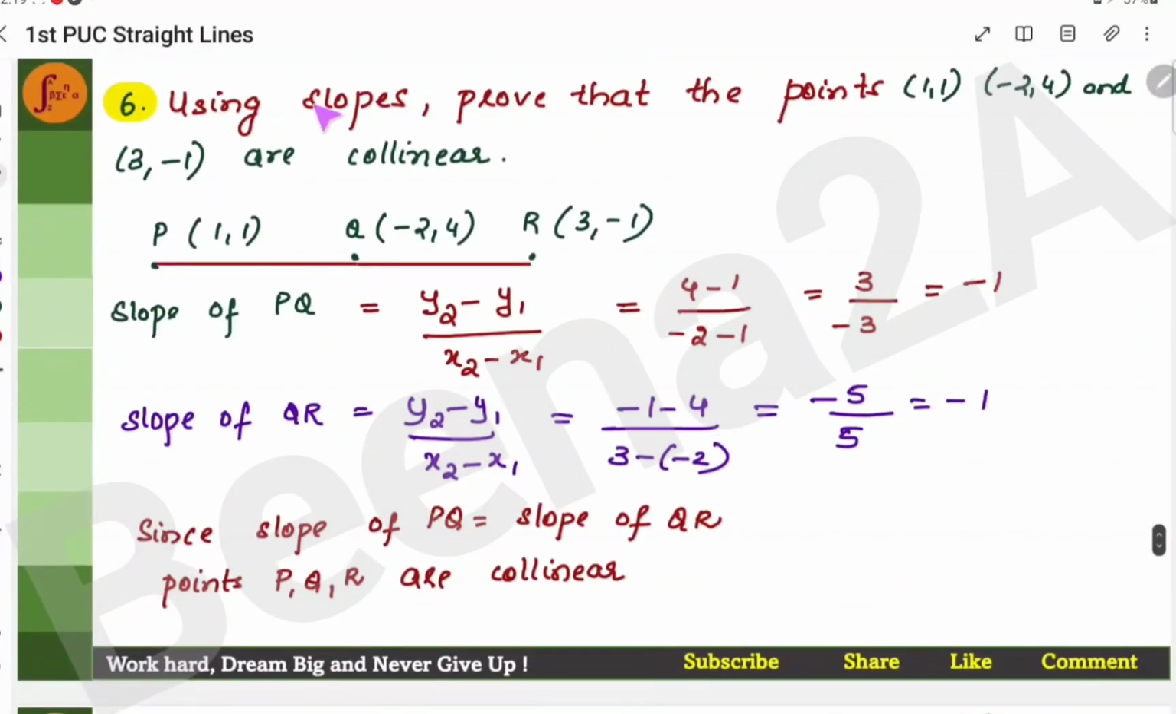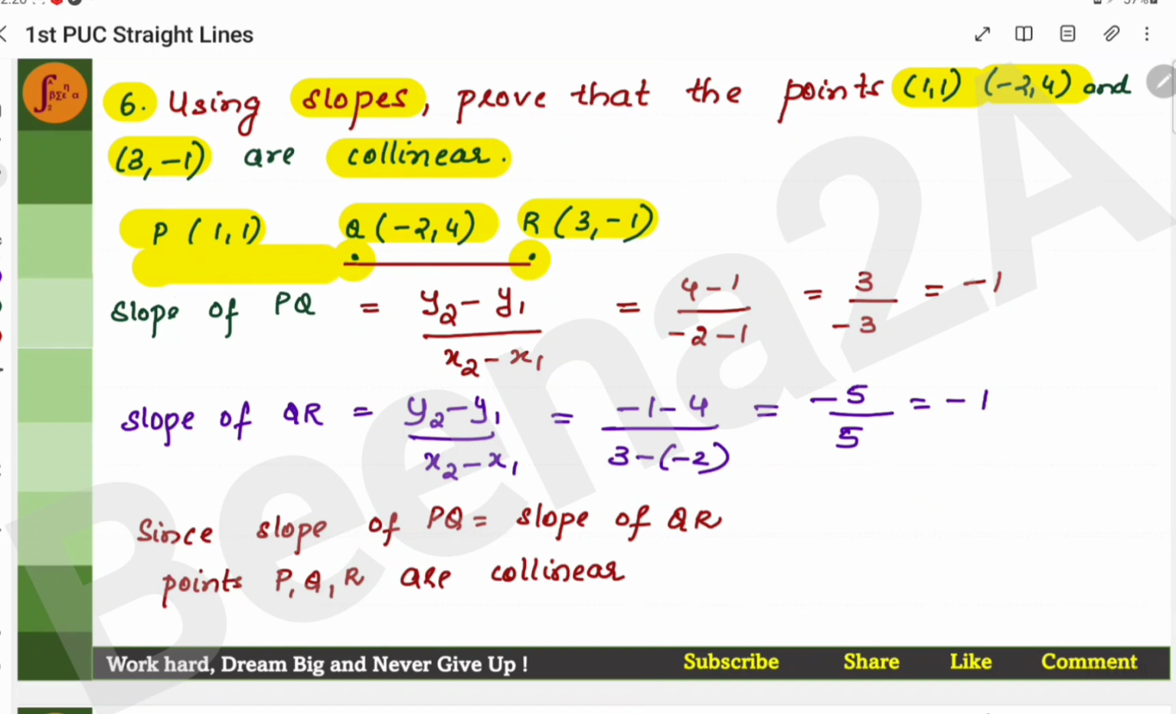Now another one. Using slopes, prove that these 3 points are collinear. Collinear means the points are on the same line. That is the meaning of collinear. So 3 points are given. Let's assume point P, point Q, and point R. We have to show that they are collinear. How can we show it's collinear? The slopes of all these lines should be the same.